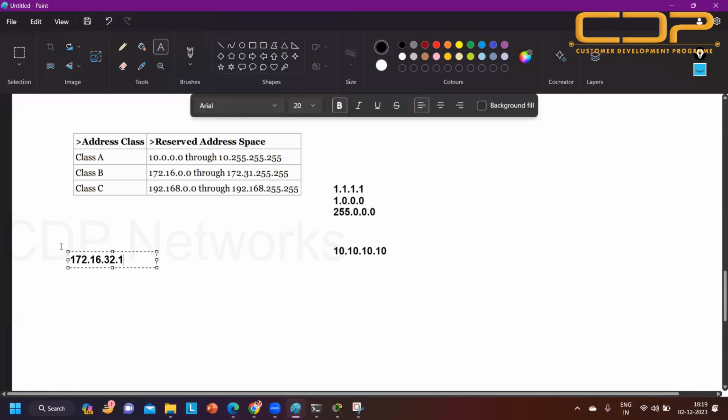This one. Is this one private or public? Public, sir. 8.8.8.8 is public, no, brother? See, the first octet value is 8. That means this IP address belongs to class A, and for class A, the private range is IP addresses starting from 10 dot, but 8.8.8.8 is a public IP address. Okay.